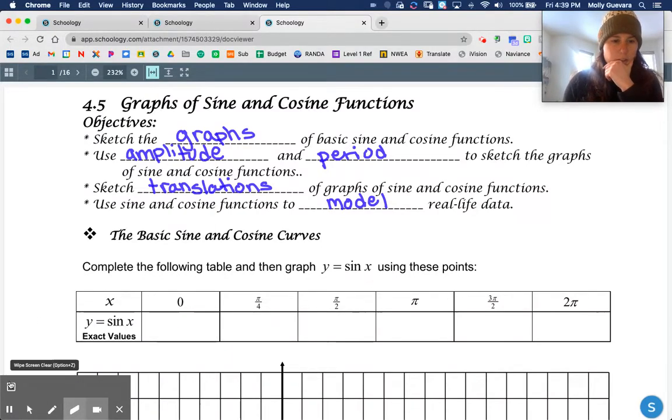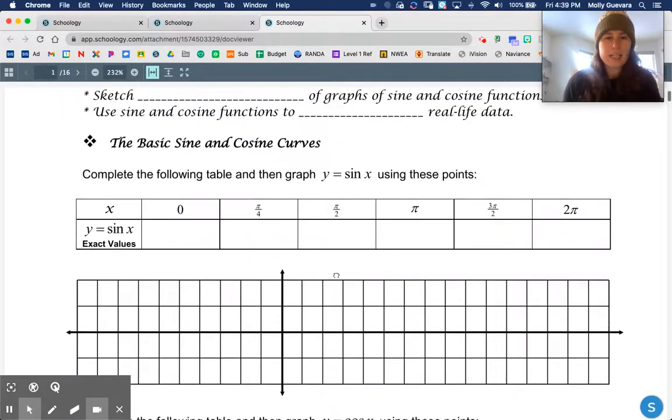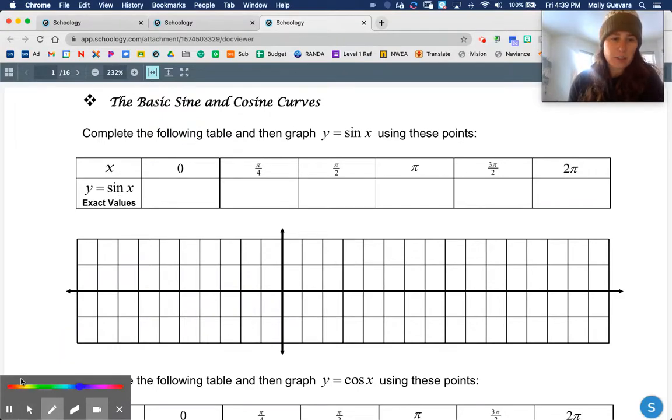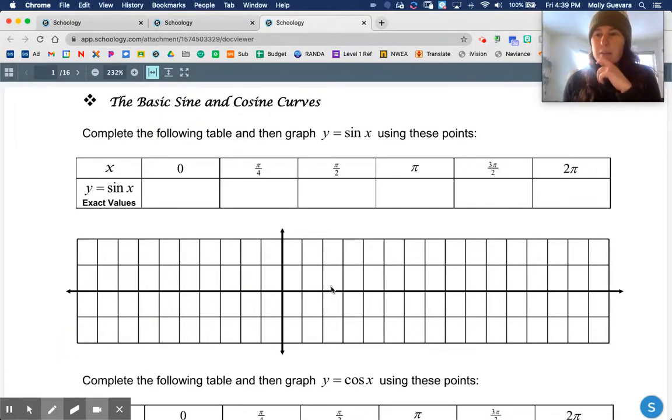Okay, so let's scroll down here and let's look at our sine curve first, okay? And I'm going to go ahead and forewarn you, when I am drawing this in person, I do a very good job of drawing these, but I have a feeling that with my little drawing pad here, this is not going to go as well. So just have a little patience here.